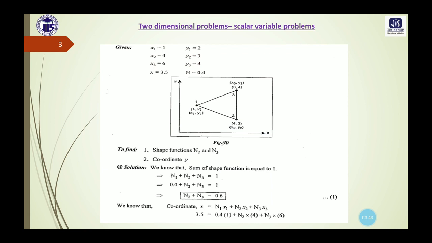The formula which we will use here has been discussed in the earlier lecture. There we have seen one relation between the three different shape functions, that n1 plus n2 plus n3 equals 1. In this relation the value of n1 is actually given, which is 0.4. So that means n2 plus n3 equals 1 minus 0.4, which is 0.6.